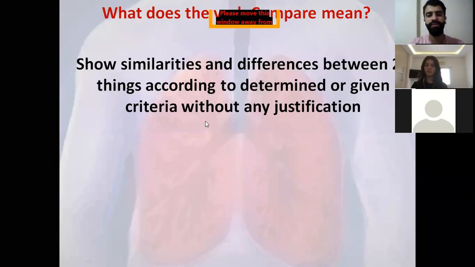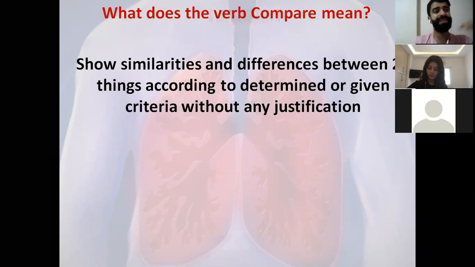Okay, let's move to what does the verb compare mean? Comparison. For example, I want to compare Mr. Muhammad to Mr. Ahmad, let's say. Mr. Muhammad and Mr. Ahmad, both of them, they are males. This is similarities. Differences, Mr. Ahmad is taller than Mr. Muhammad. So this is the comparison.